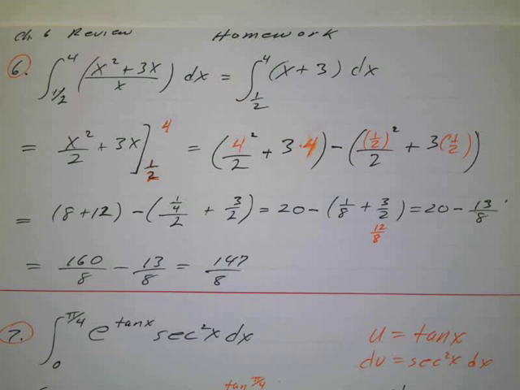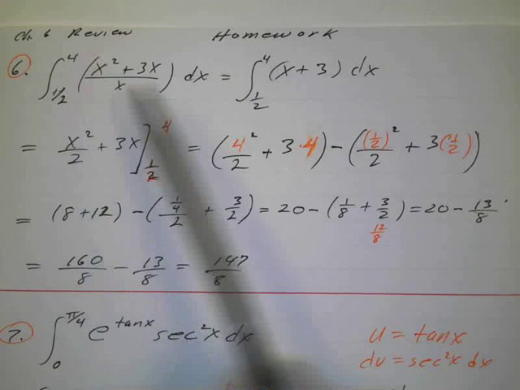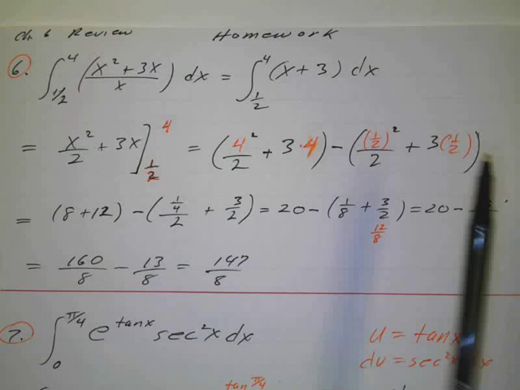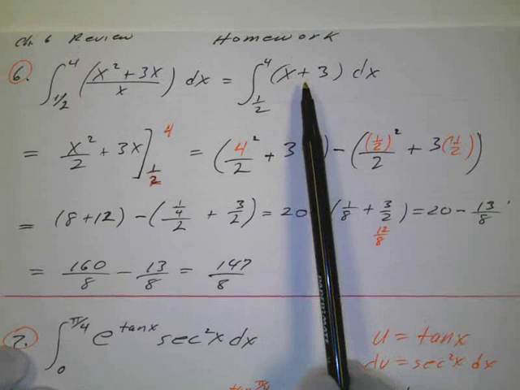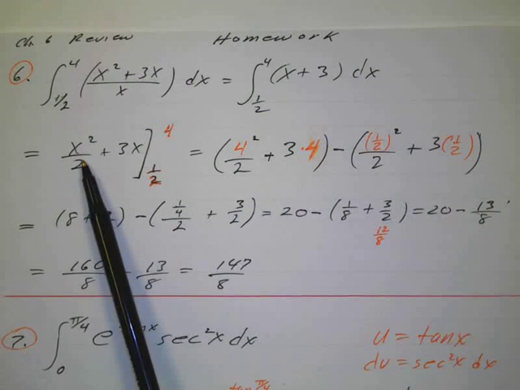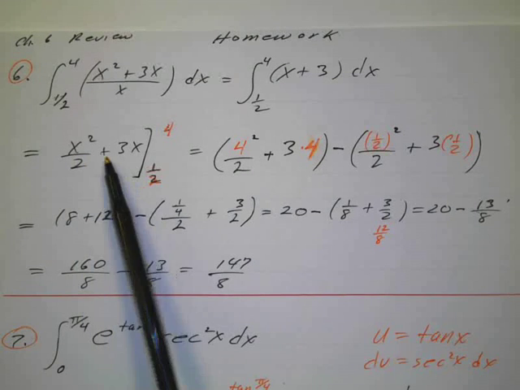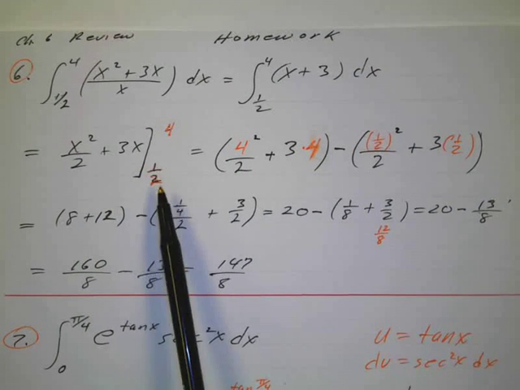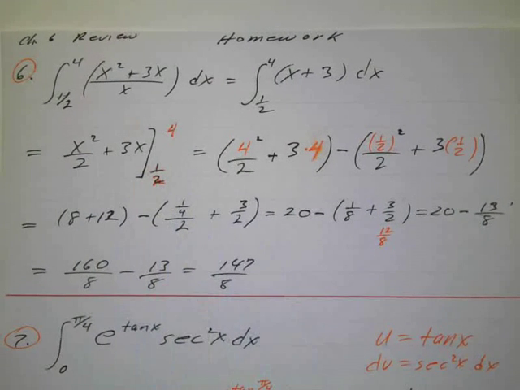Okay, some more problems from the Chapter 6 review, and this is number 6, and this is a definite integral from 1/2 to 4 of x squared plus 3x all over x, and all I have to do is just break this up. Remember, when it's tough, break it up. And x goes into x squared x times, and x goes into 3x 3 times, and this is very easy to take the antiderivative. This is just going to be x squared over 2 plus 3x, and that's going to be evaluated from 1/2 to 4.